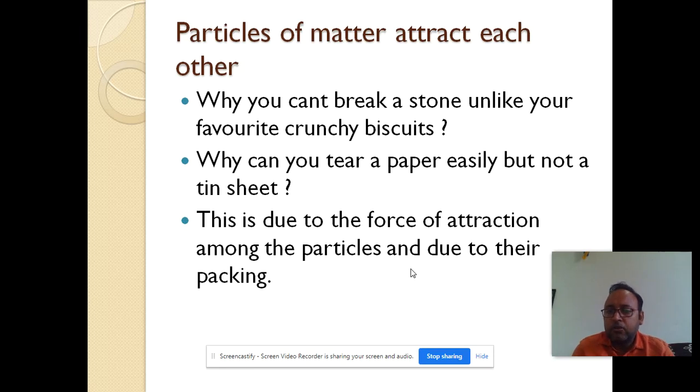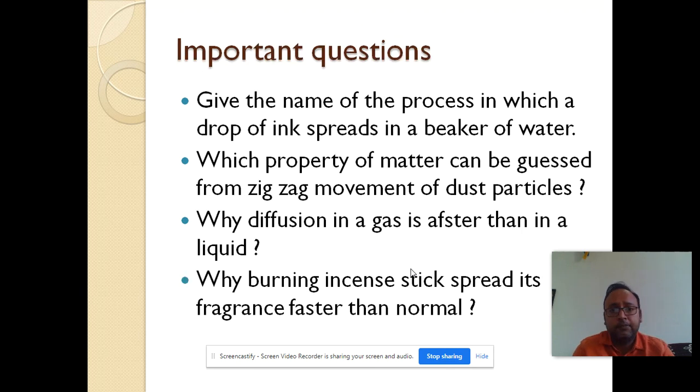Solids have the strongest force of attraction. Liquids have weaker forces than solids but stronger than gases, and gases have the weakest forces of attraction. That's the reason why the particles are freely in motion in gases.